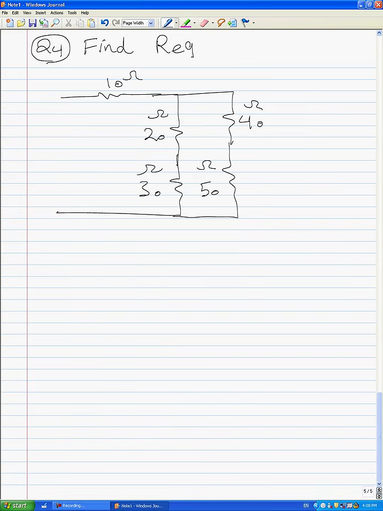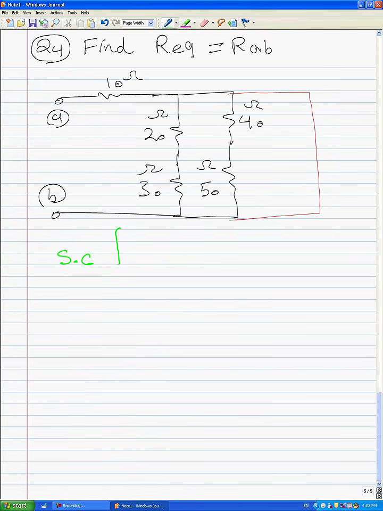And an important aspect of this circuit is that it has a short circuit here. We have a short circuit here, and we want to find the equivalent resistance, RAB. The important key for this circuit is the short circuit.